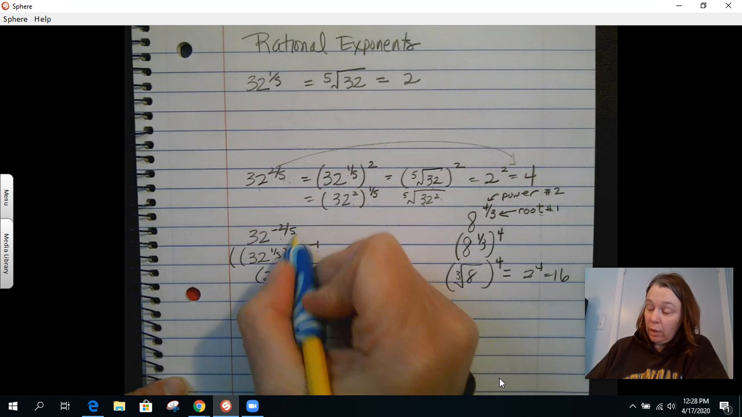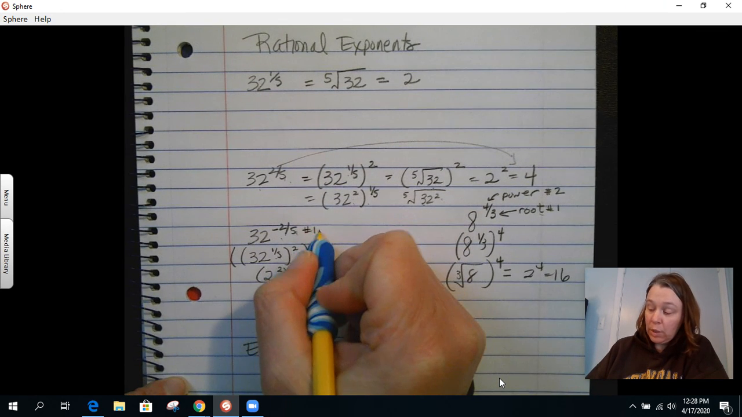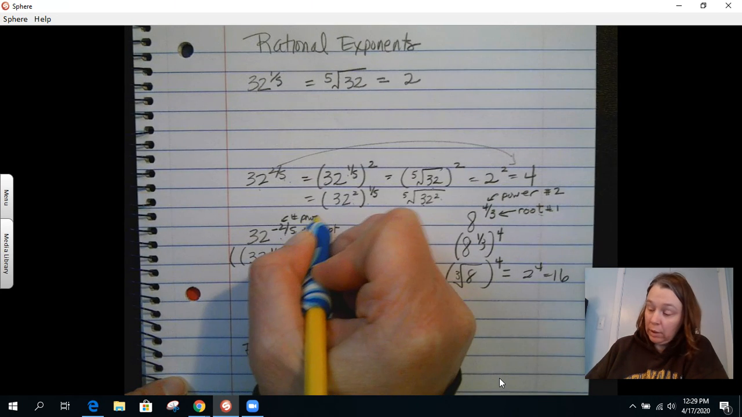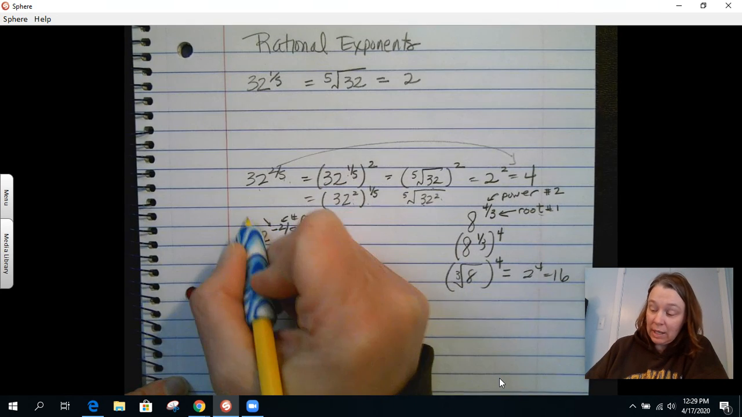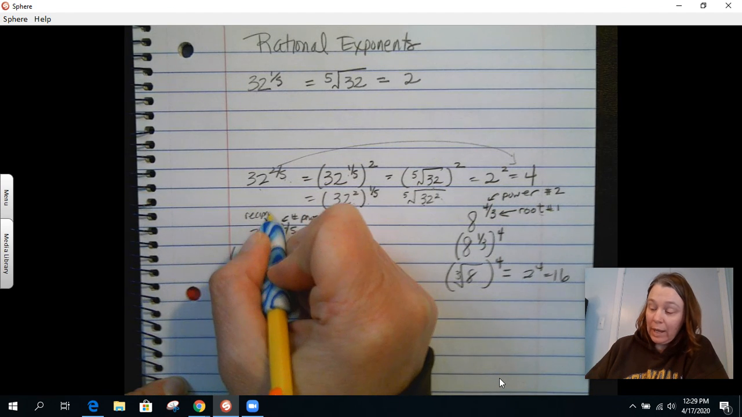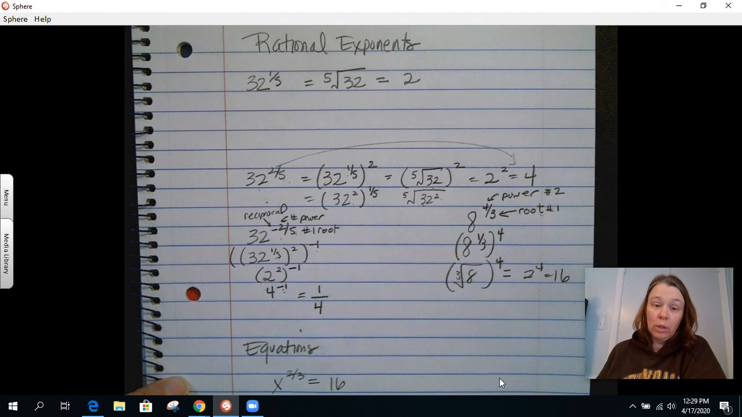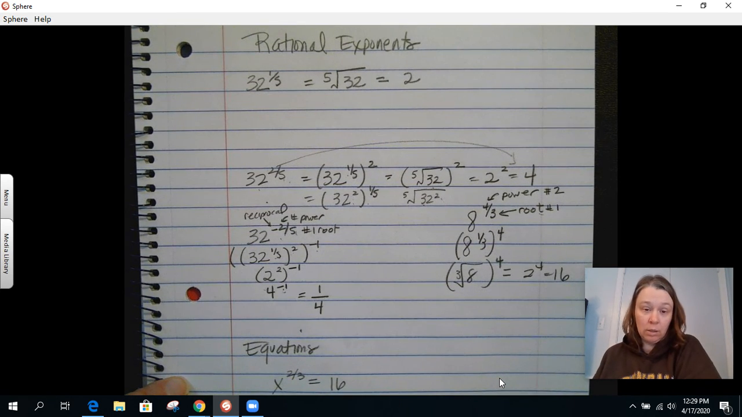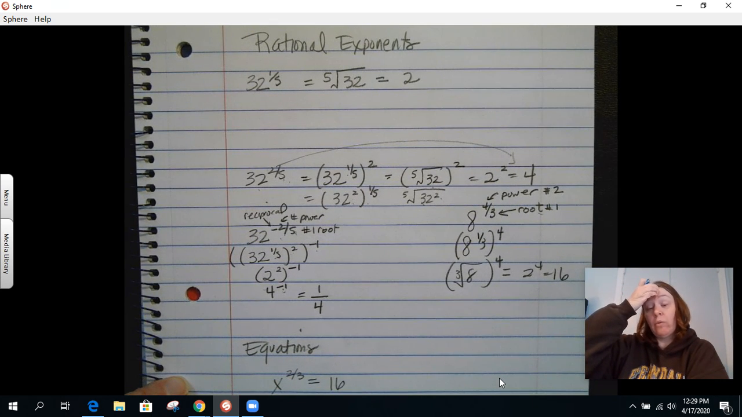So in general, the bottom number is going to tell us the root to take. The top number is going to tell us the power. And if it's negative, that's going to tell us to take the reciprocal. Again, you could do that in any order. I could take the reciprocal of 32 and say it's 1 over 32 and then do the square root, or do the 5th root and then square it. But no matter what, I'll get the 1/4.